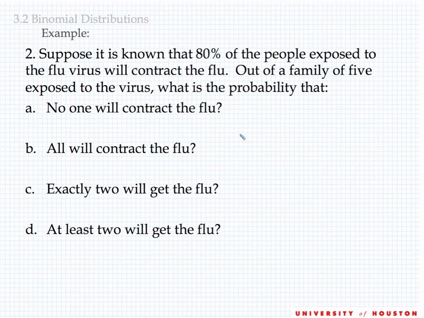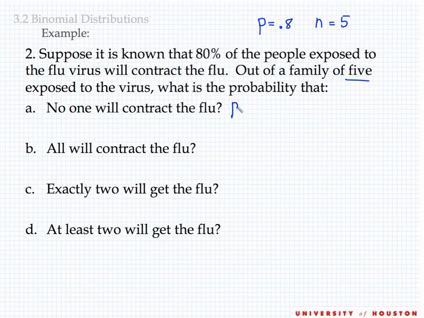Another example. Suppose it's known that 80% of the people exposed to the flu virus contract the flu. Out of a family of 5 exposed to the virus, what's the probability that no one will contract the flu, all will contract the flu, exactly 2, or at least 2 will get the flu? So we're asking about getting the flu, so it's obviously our success if we get the flu. So our probability of success is 0.8. Our family has 5 people. That's how many trials we'll have.